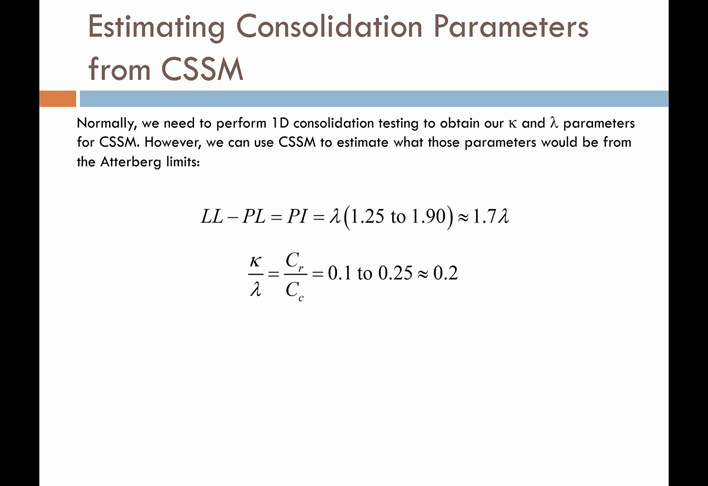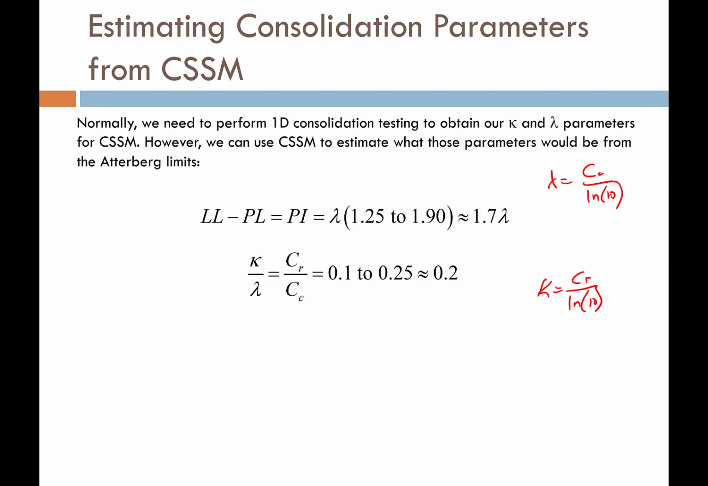This is a really useful back of the envelope relationship that I used a lot in practice to get preliminary numbers. And it was to get the preliminary values of my consolidation parameters. So remember that lambda equals C sub C divided by the ln of 10, and kappa equals C sub R divided by the ln of 10. So if I want to approximate what lambda is going to be, or my C sub C, I can approximate it pretty closely using the plasticity index computed from the Atterberg limits of my soil.